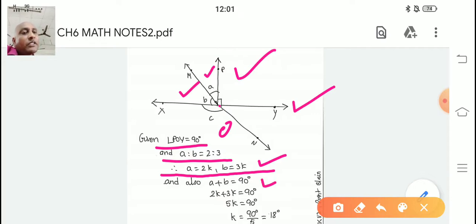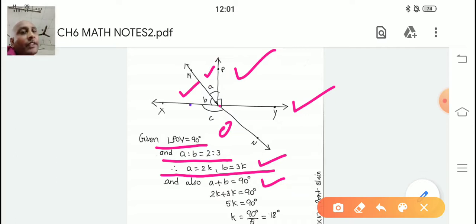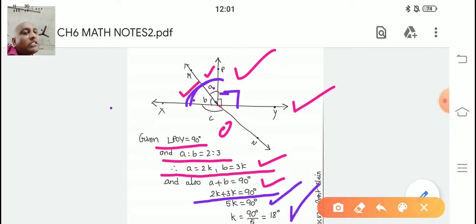Also A plus B is equal to 90. Why A plus B is equal to 90? If you see this, this is 90 degrees. Reason is because it is given 90 degrees. POY is 90, so this angle is also 90, because they are on XY line. Okay. Now then it is 2K plus 3K is equal to 90, because A plus B is equal to 90 degrees. So 5K is equal to 90, K is equal to 18 degrees after solving.